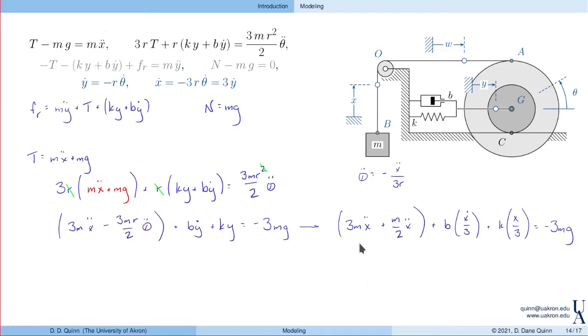Finally, let's go ahead and write this in our standard form. So 3m plus m over 2, 7m over 2 times x double dot, and then b over 3 times x dot, k over 3 times x equals minus 3mg. And this is the equation of motion.